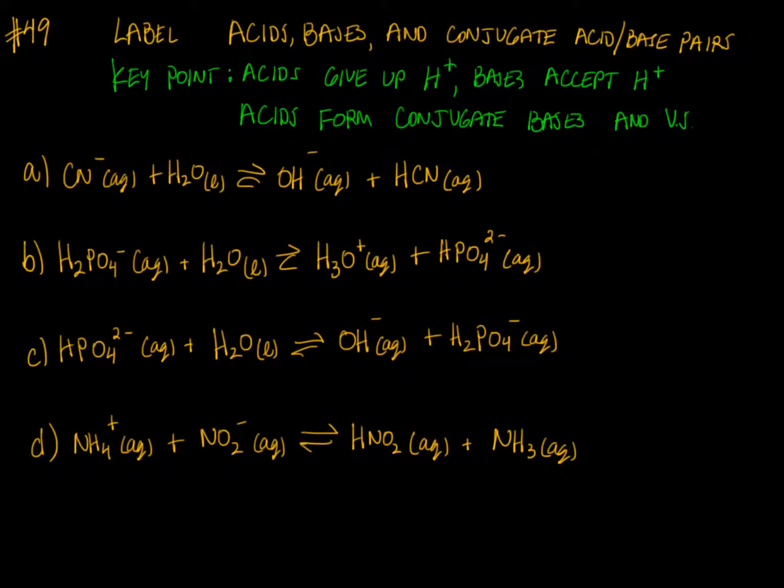This is number 49 from chapter 14 of McMurry's 6th edition chemistry book. We're asked to label acids and bases and their conjugate acids and bases from these 4 different reactions. I've highlighted some key points that you should remember about these.